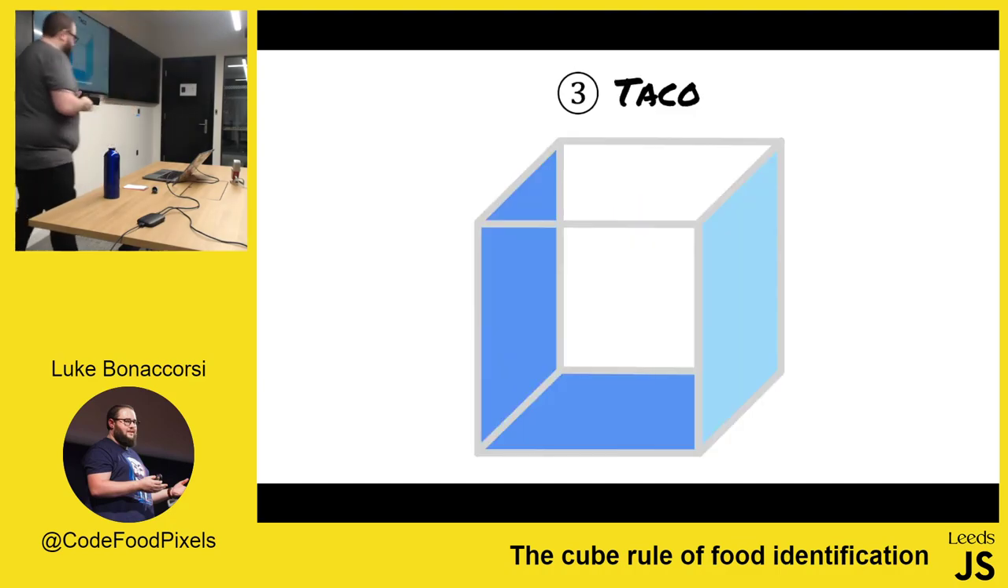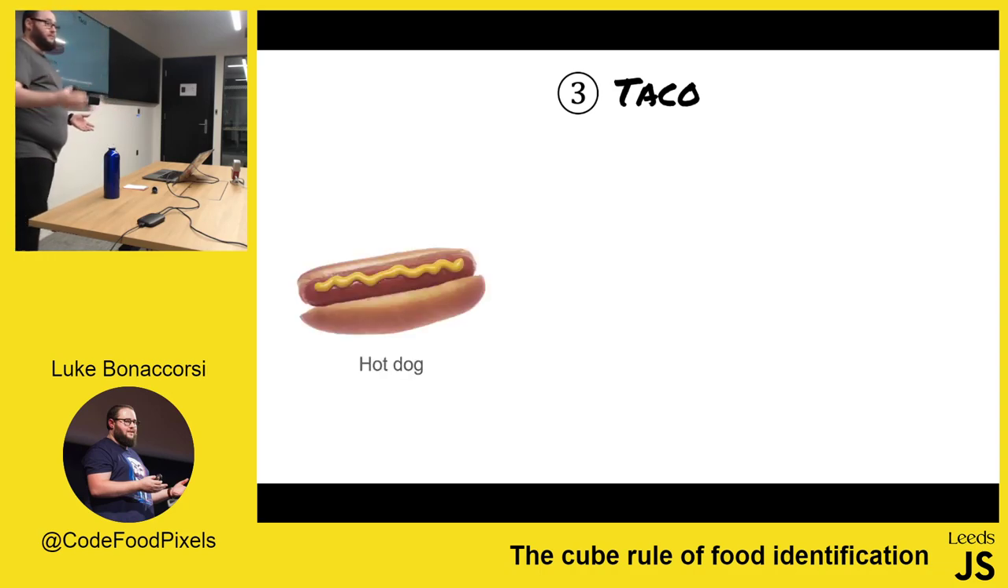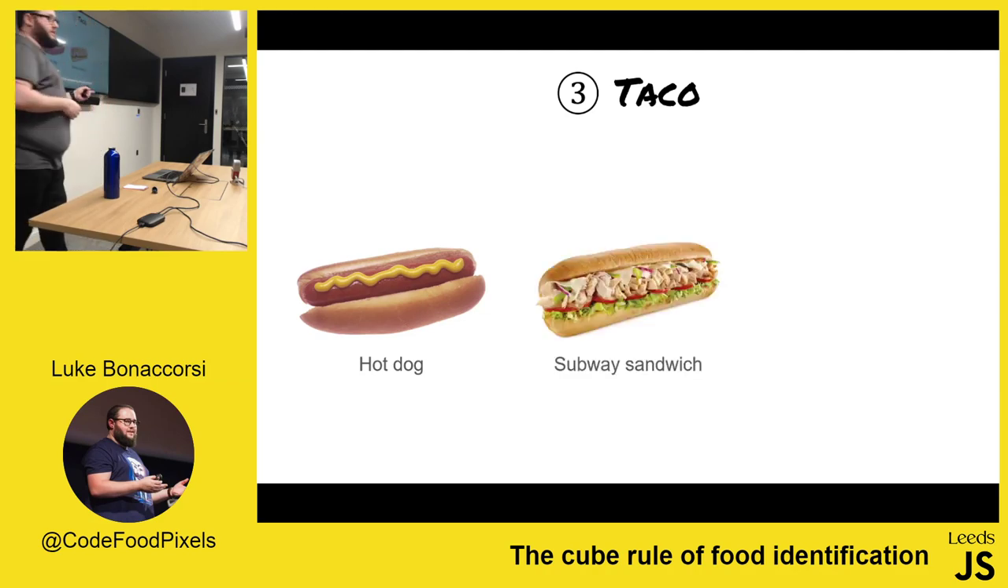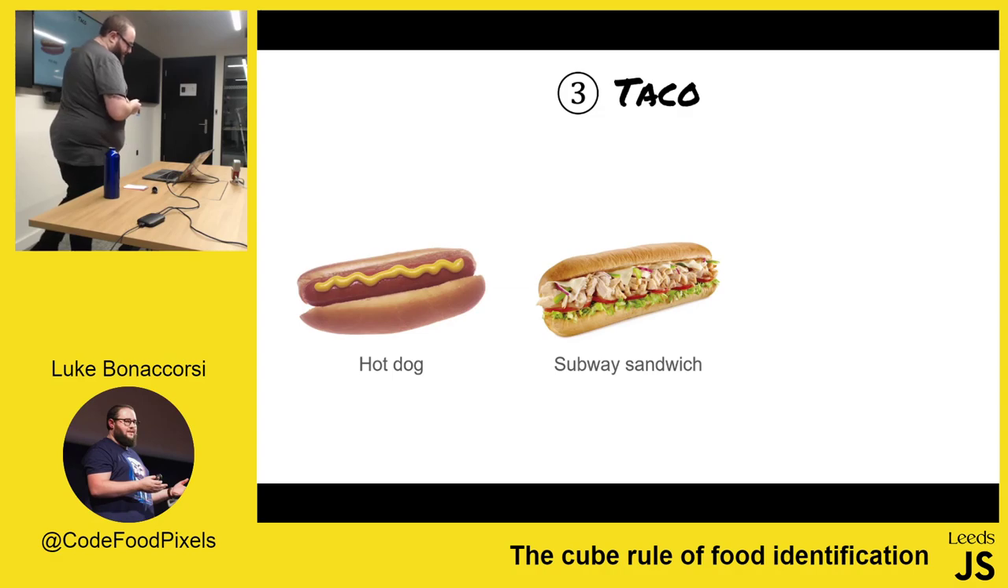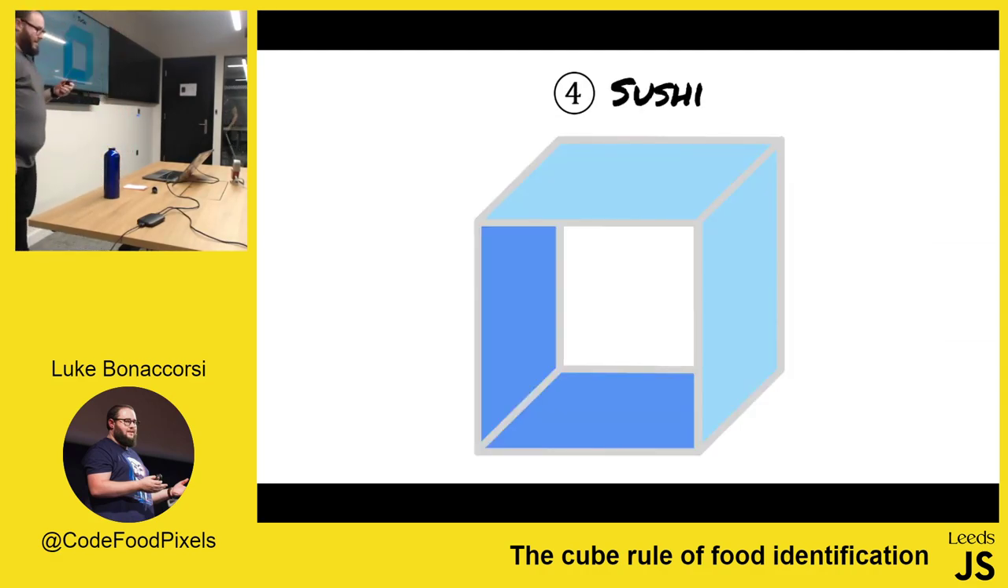Next up, we have tacos, surrounded on 3 sides. So examples of tacos, we have hot dogs. They aren't a sandwich. They're a taco. Subway sandwiches, because they don't cut all the way through. And a slice of pie, which is a taco on its side. Next up, we have sushi. So sushi is surrounded on 4 sides.